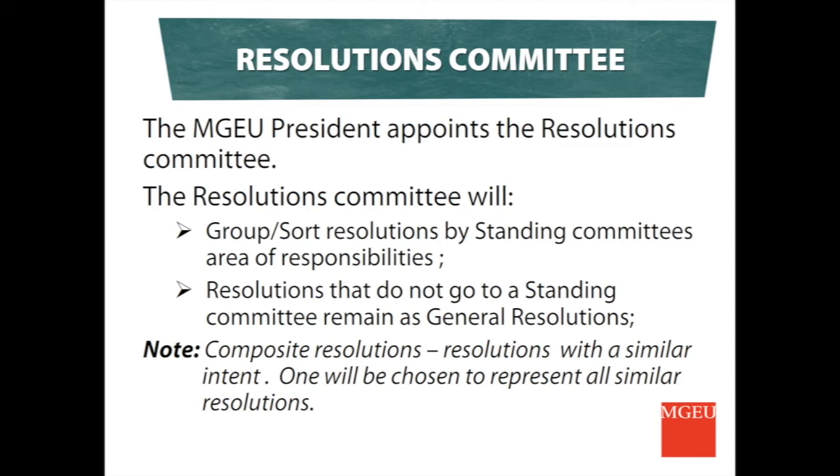Resolutions that are similar or have the same goal are also put together, and one of the resolutions represents all of the similar ones. This is called a composite resolution. If you have been to convention, you may have noticed that all the resolutions are in the book, but they have a note saying this is covered by, and they'll give you a bunch of reference numbers. The resolution that's picked to represent the others will have a note saying that it covers all of these ones.